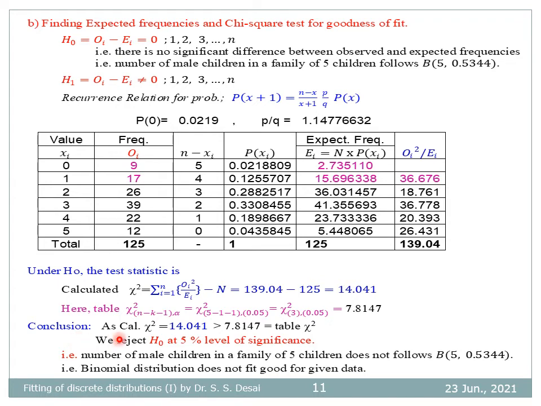So here calculated chi-square is greater than table chi-square. Therefore, we reject H naught at 5% level of significance. That is, the number of male children in a family of 5 children does not follow binomial distribution. In other words, binomial distribution does not fit well for the given data.